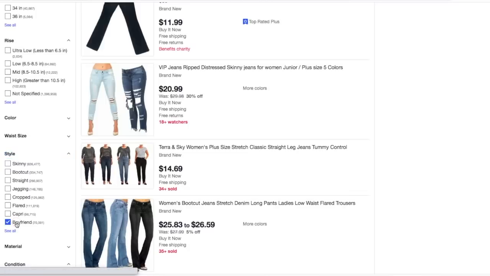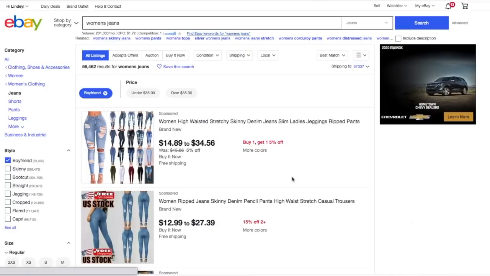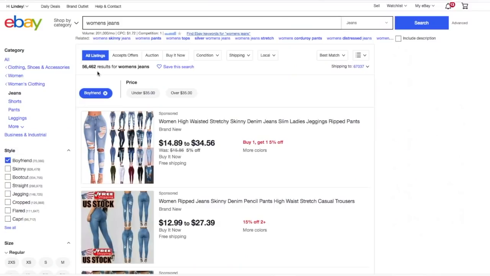So we're going to only look at boyfriend cuts. So now with this term women's jeans, we only see 56,462 actual results out of 70,385 listings. I'm honestly not sure how that works. I wish I worked in the back end of eBay, because I would love to know how there's only 56,000 results when it says right here that there's 70,000 total. I'm not exactly sure how that works, but that point is kind of moot. Let's just fall down this rabbit hole.